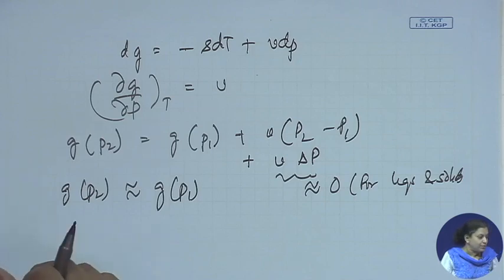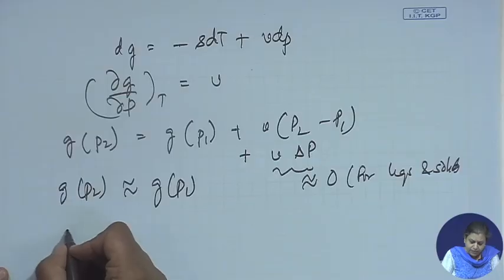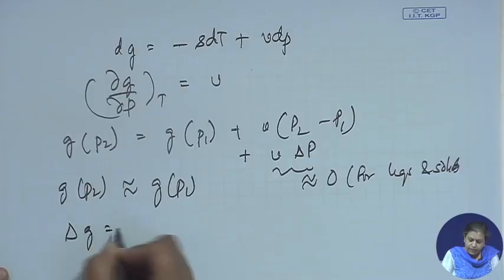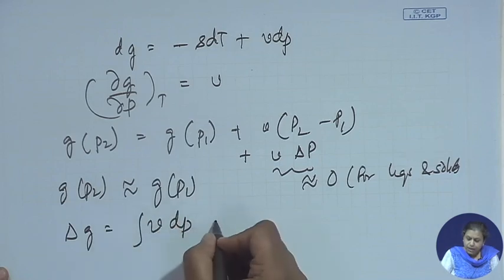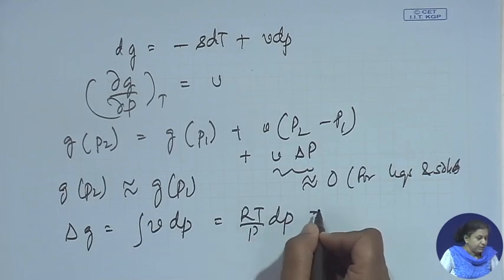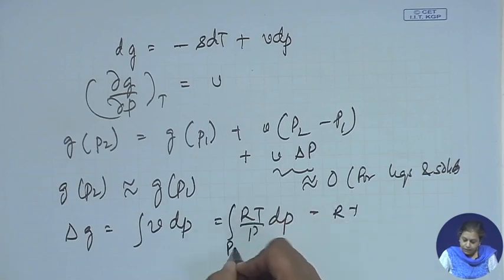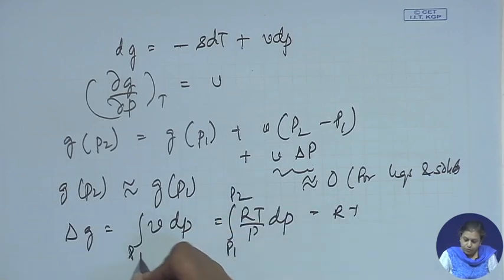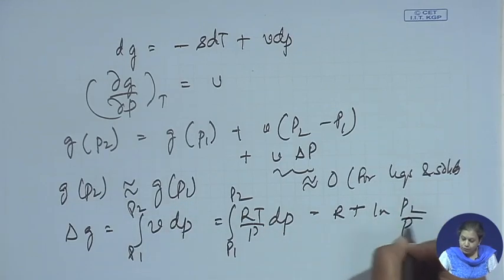Now, what happens for an ideal gas? Suppose we take up 1 mole of an ideal gas, right. For 1 mole of an ideal gas, this is going to be integral V dP, and we know this is nothing but RT by P dP, which gives us the expression RT ln P2 by P1, integrating from P1 to P2.